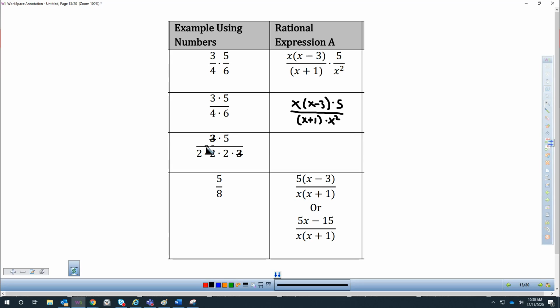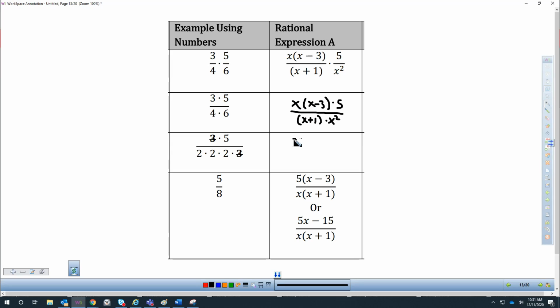Now I look at the next step with my rational numbers, and what they did is they factored everything that could be factored. So 4, they factored as 2 times 2, and 6, they factored as 2 times 3, and that helped us see that we had a 3 in common to the numerator and the denominator that we were able to divide out and get rid of. So I'm going to do the same thing over here. I'm going to factor out everything that can be factored.